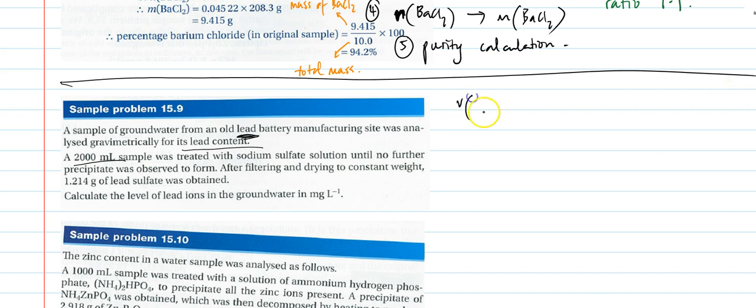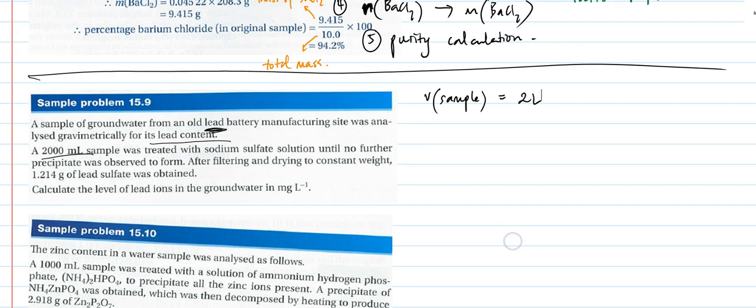So you would see here volume of sample. This is your total volume. I'll put it into liters. 2 liters was treated with sodium sulfate solution until no further precipitate was observed to form. So if we're looking for lead, they've added sodium sulfate. Lead is a cation. It will form an ionic compound with the anion that we've added, the sulfate anion. So I guess we are forming this precipitate, lead sulfate, PbSO4. So lead forms a 2+ ion.